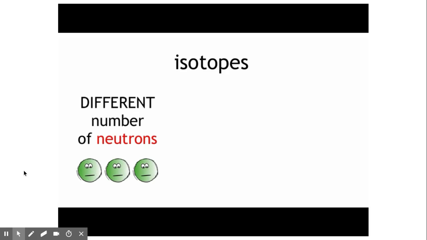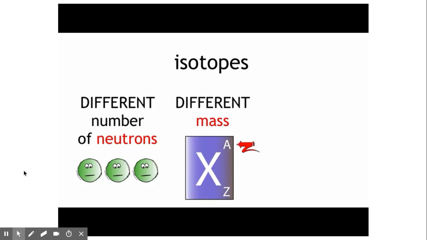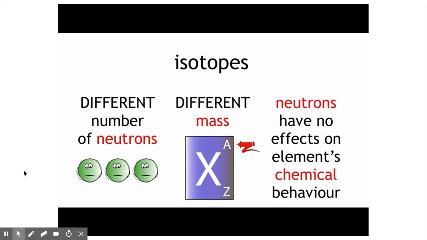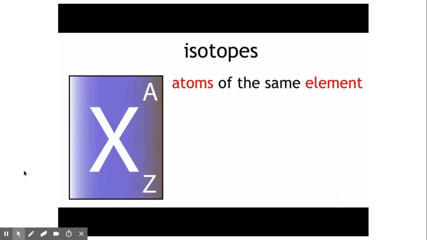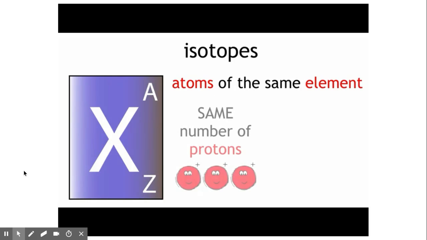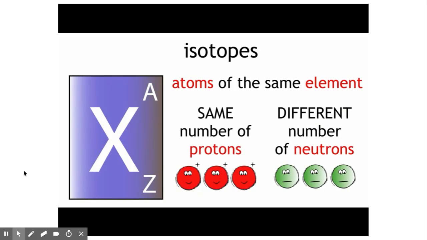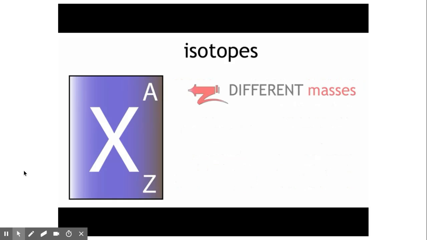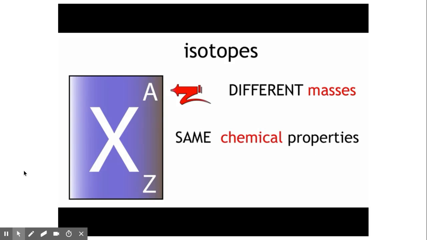Isotopes only differ in their number of neutrons and their mass. Their chemical properties are exactly the same because neutrons have no effect on an element's chemical behavior. This is controlled by electrons, which we will discuss in another video. So isotopes are atoms of the same element with the same number of protons but a different number of neutrons. They have different masses, but their chemical properties are exactly the same.